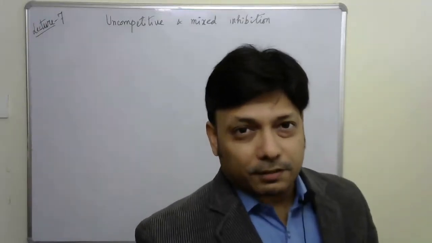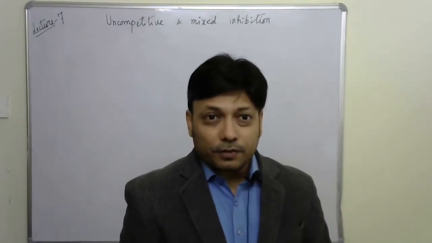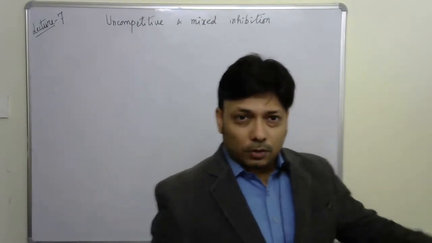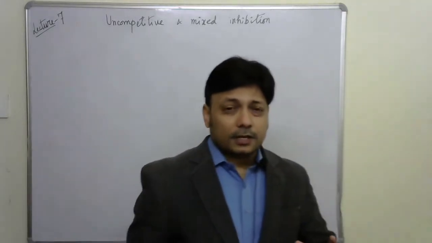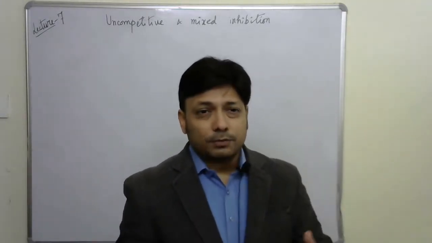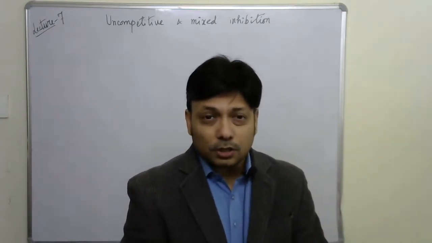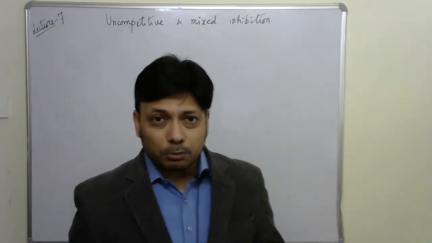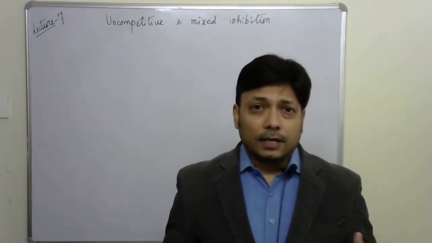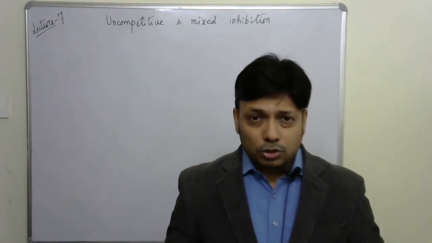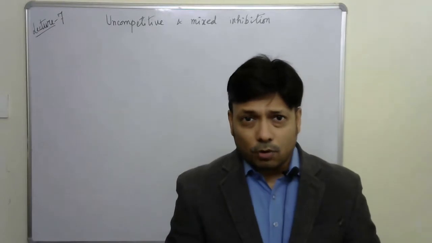Welcome to lecture number 7. Today we will continue the kinetics of enzyme inhibition. In the last lecture, lecture number 6, we discussed that there are two basic types of enzyme inhibition: reversible inhibition and irreversible inhibition. And we learned that in irreversible inhibition, the inhibitors actually destroy the enzymes and no product is formed.